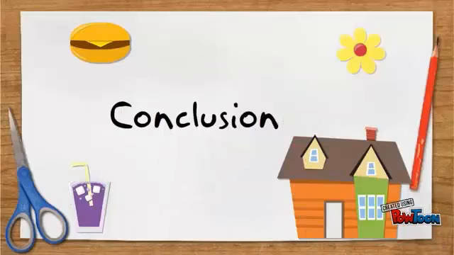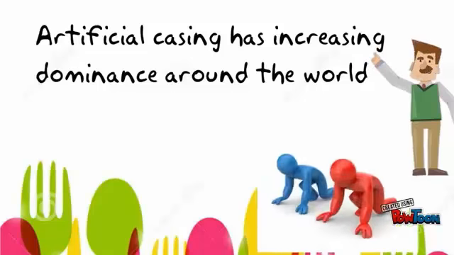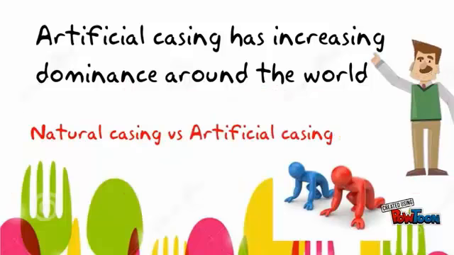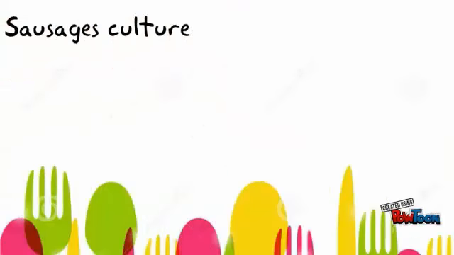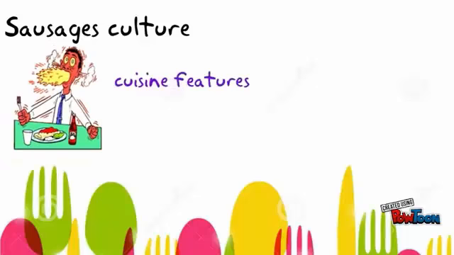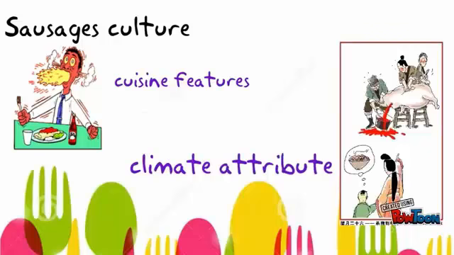So, overall, to conclude, artificial casing has increasing dominance around the world. Due to its low cost and stable supply, it is becoming a great market competitor against the natural casing. Different countries have different sausage cultures. In general, the cultures follow their neighboring countries, in the cuisine features such as spiciness in Mexico, and the climate attributes such as the Lap month in cold winter in China.